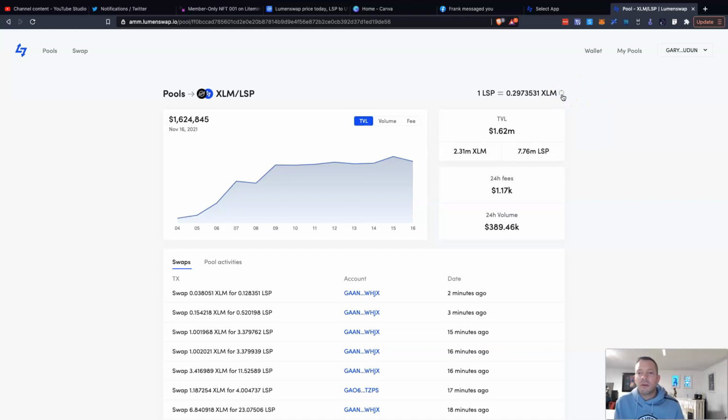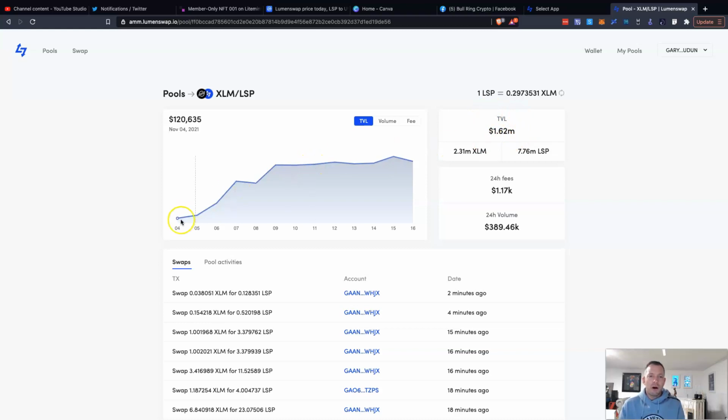We can swap it round so that we can see you've got 1 XLM equals 3.36 LSP, and we can go the other way. 1 LSP equals 0.297 XLM. We've got the amount of TVL, the total value locked, the full amount of liquidity within that pool, and that is 1.62 million.